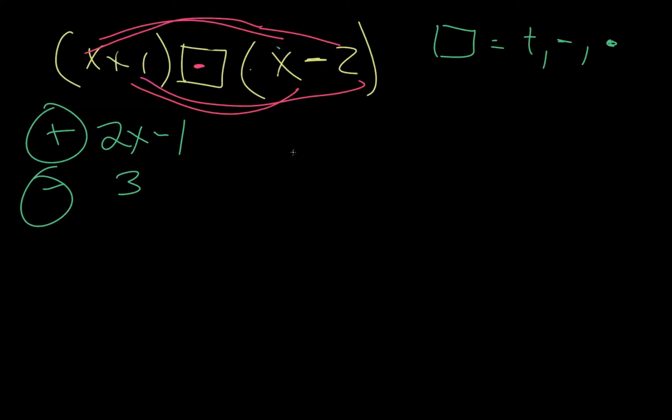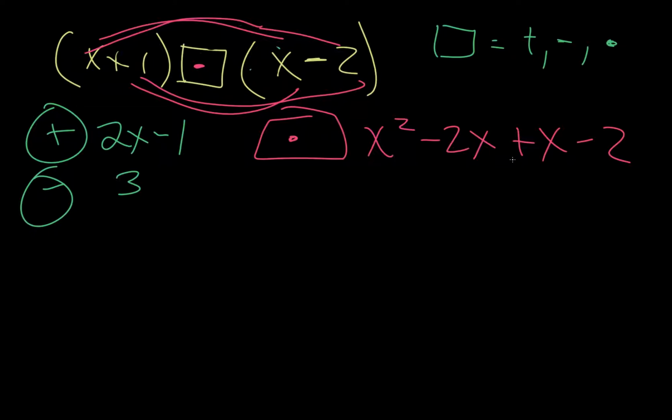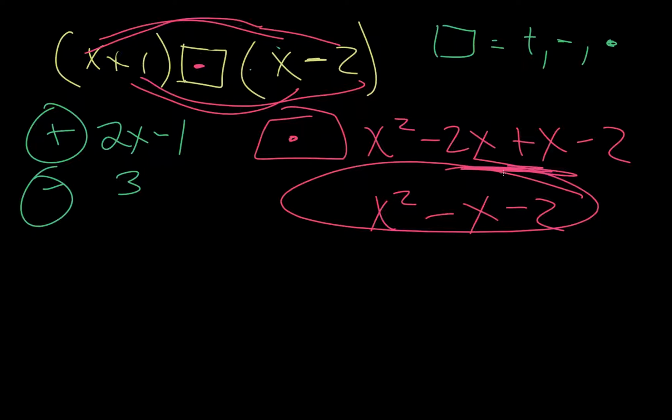So x times x, we get x squared. X times negative 2, we get negative 2x. 1 times x is x, and 1 times negative 2 is negative 2. So we get x squared, it doesn't combine. These two can combine into negative x, and we still have our negative 2, and so that's our multiplication answer.